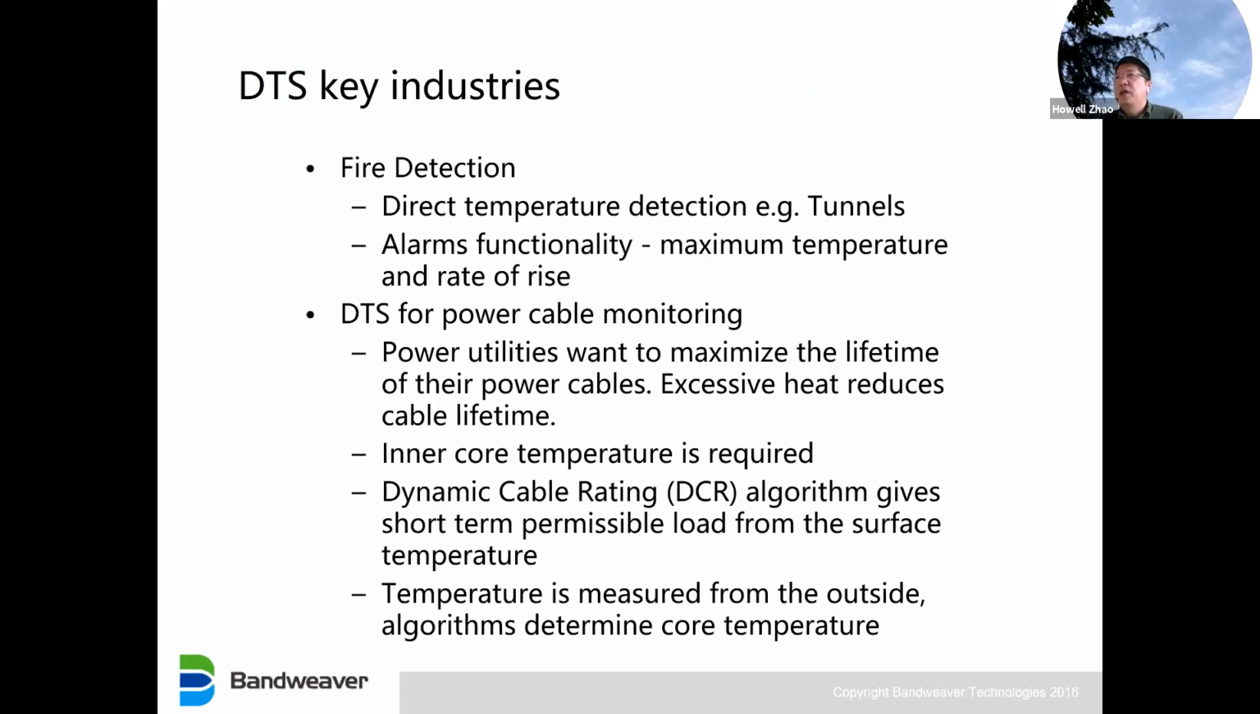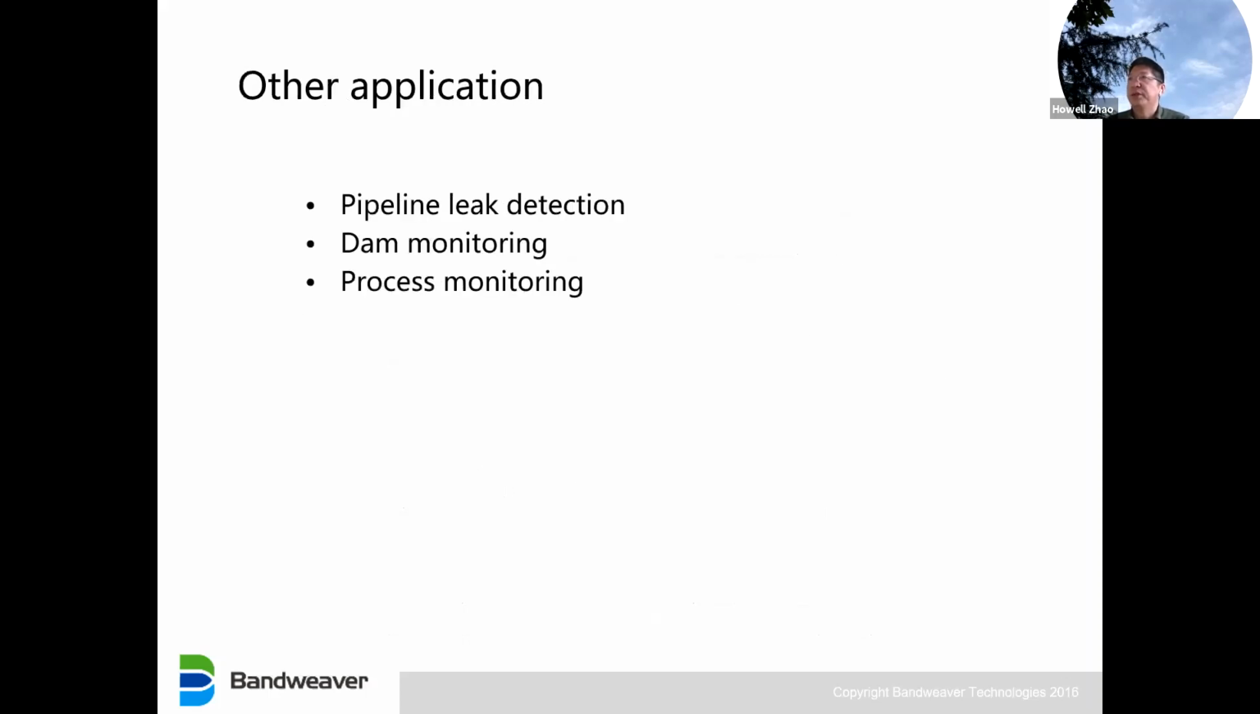And DTS also can be used for power cable monitoring. Later I can show you some field pictures of how to use optic fiber in power cable monitoring. Then other industrial applications, like pipeline leak detection: a leak from a pipe goes from high pressure to low pressure, and this physical effect can bring heat from the leaking point. So you can monitor the temperature to understand how big the leak is.